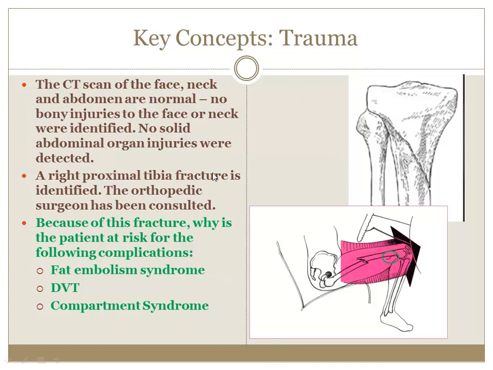The CT scan of the face, neck, and abdomen are all normal. No bony injuries to the face or neck were identified. No solid abdominal organ injuries were detected. That means the liver, the pancreas, and that other organ that we have blood, the spleen, is all okay. However, a right proximal tibia fracture is identified and the orthopedic surgeon has been consulted.